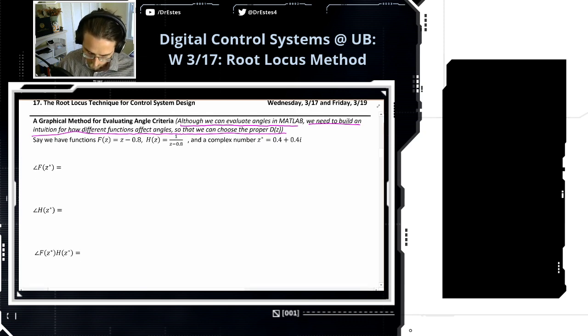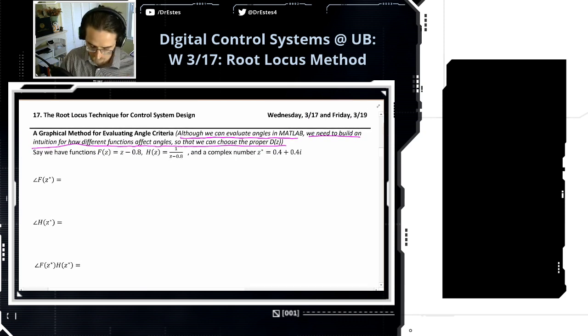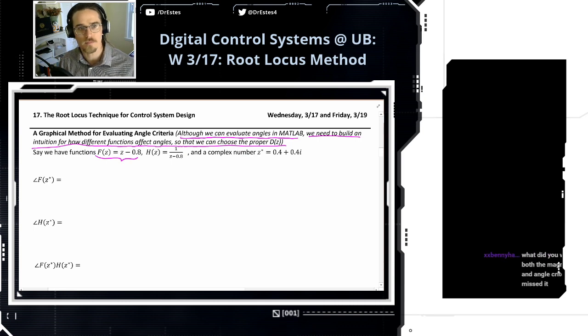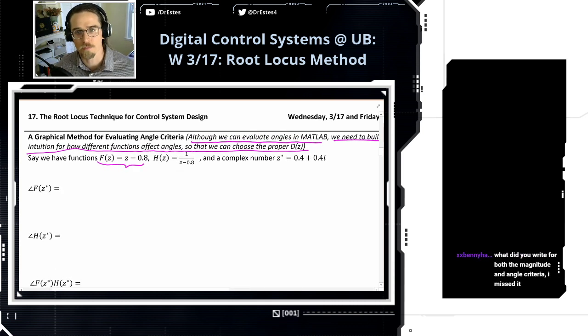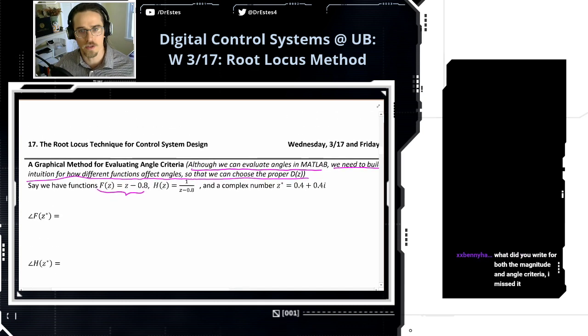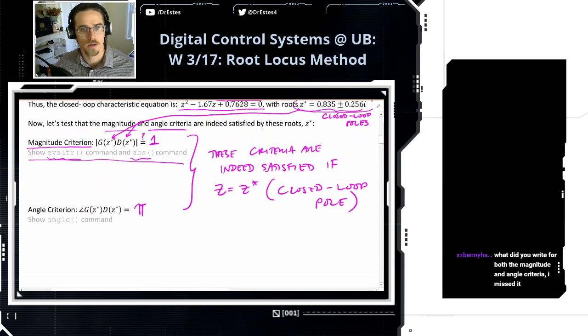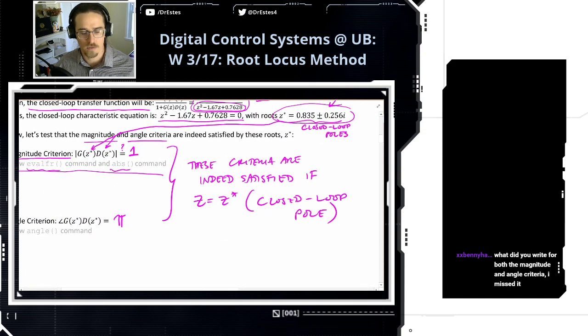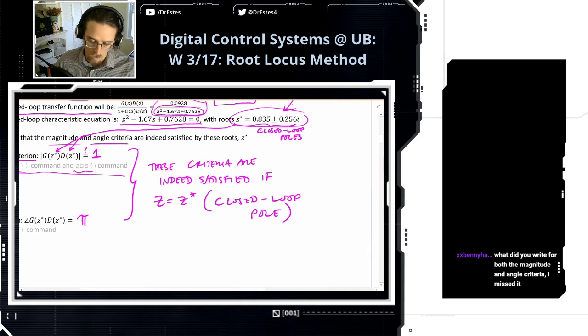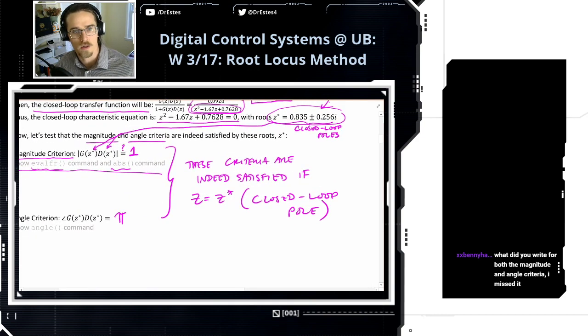Okay. So I'm going to show you this technique. So let's say we have one function, F of Z. What did you write for both the magnitude and angle criterion? I missed it. You mean this thing? All I'm saying is that if Z is a closed loop pole of your system, these two conditions have to be satisfied.